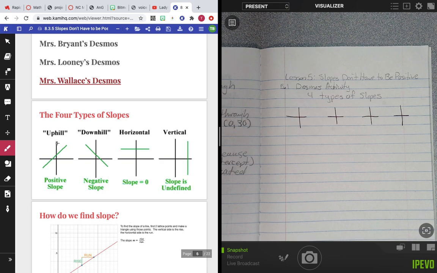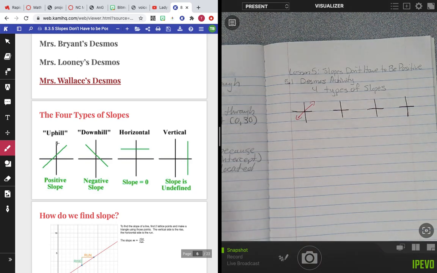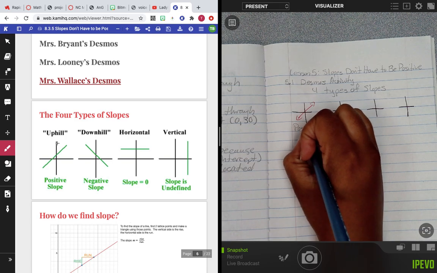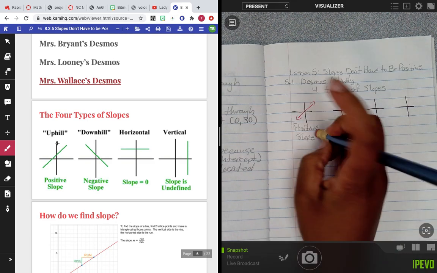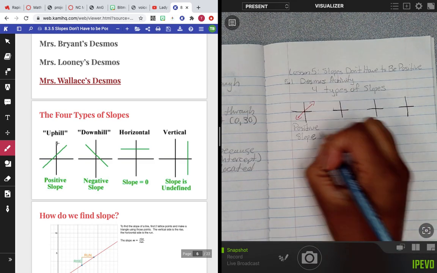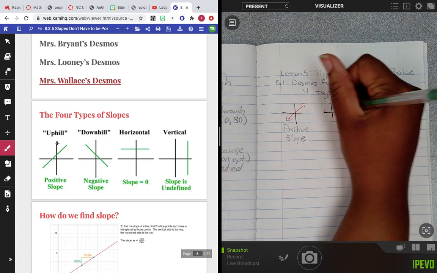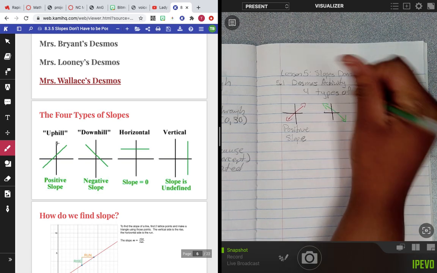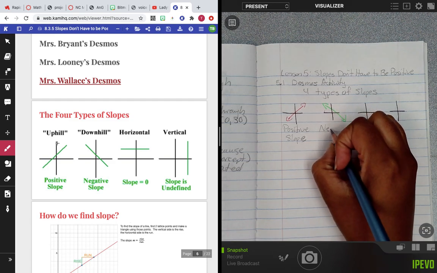The first type that we're going to look at is a positive slope. This is where the line looks like it's going up, like it's going up a hill. So some people might refer to it as uphill. The next type of slope we're going to look at is a negative slope. As you can see, it's the opposite. It looks like it's going downward or downhill.